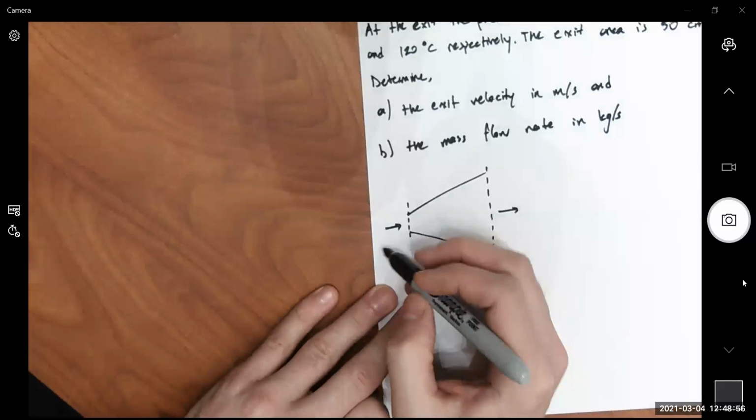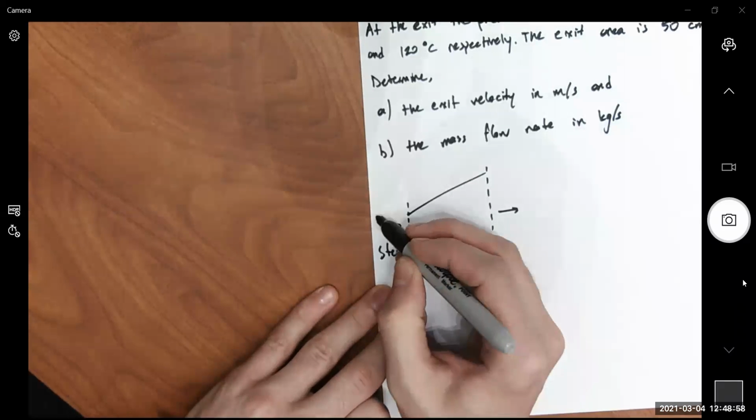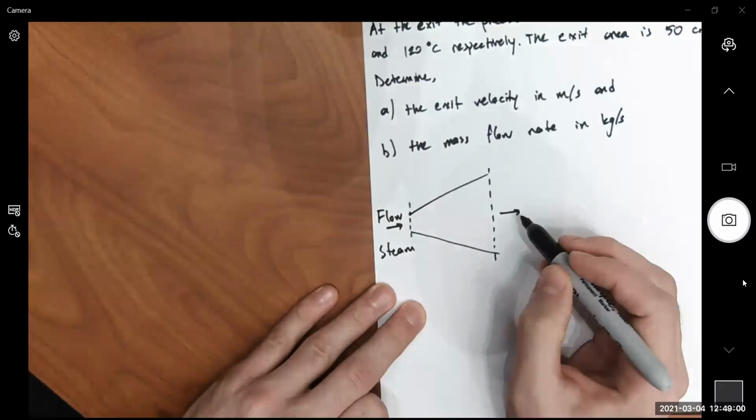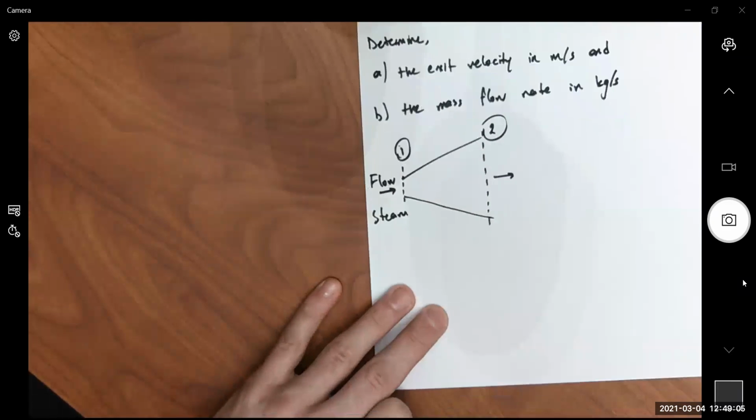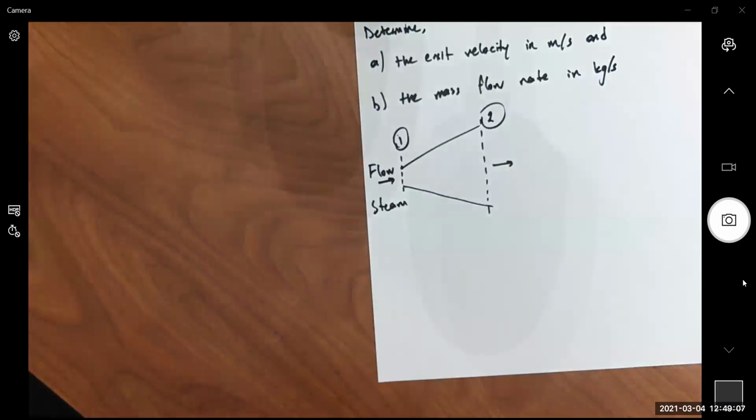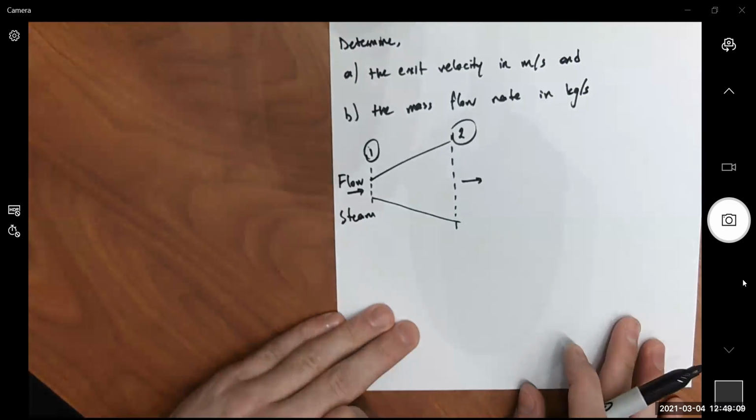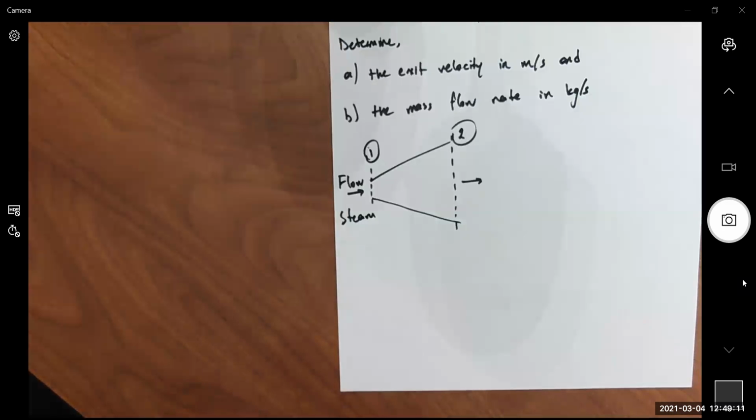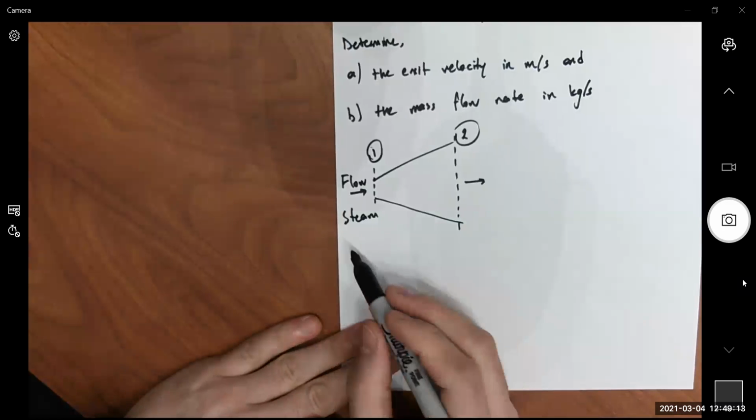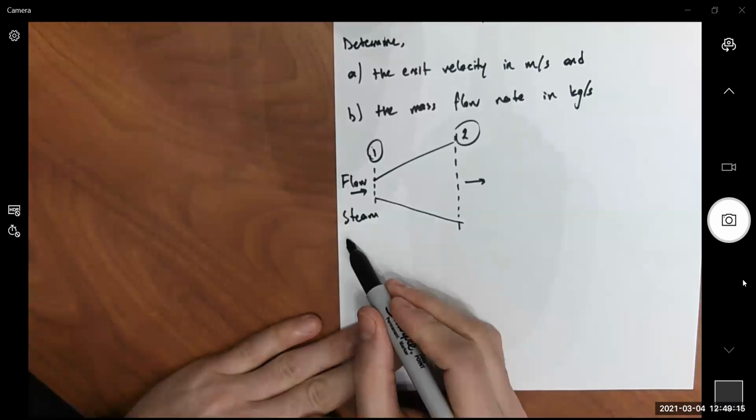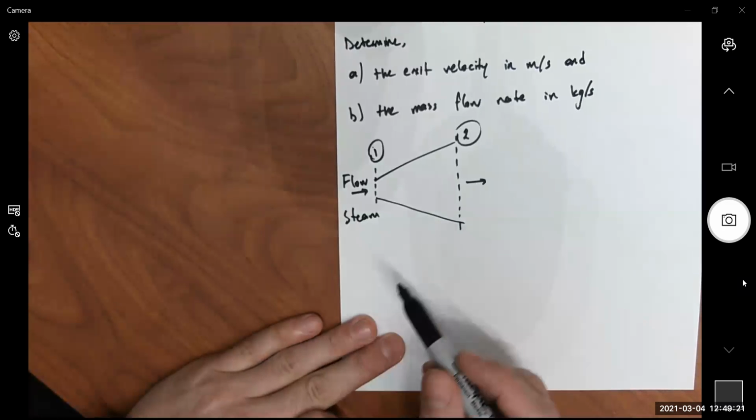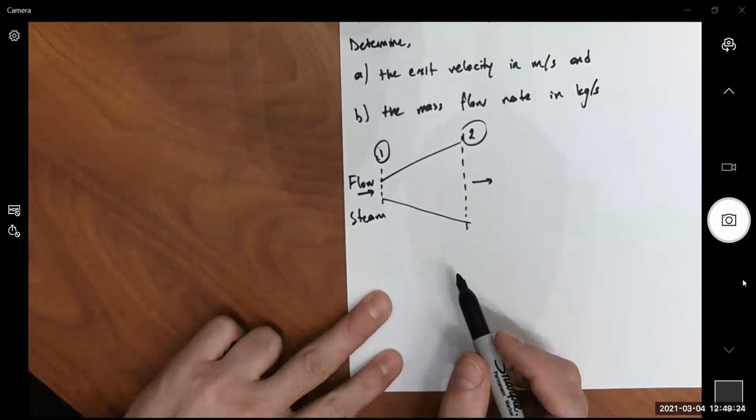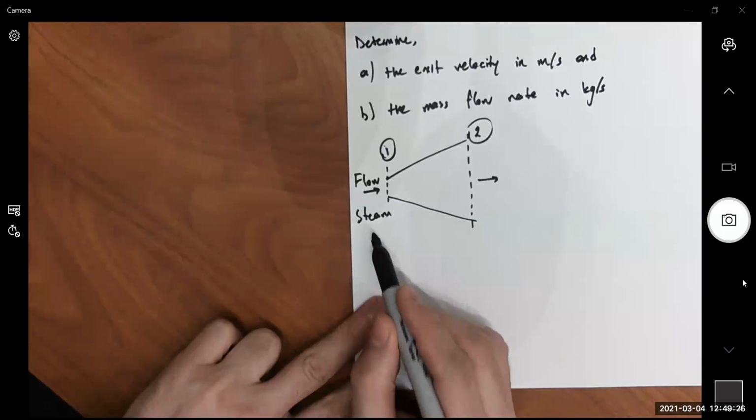We have steam flowing in and exiting. You can call this 1 and 2. Okay, so this is where we left. It's a saturated vapor. At the inlet and exit, we know pressure and temperature, so we can find our properties at the inlet.